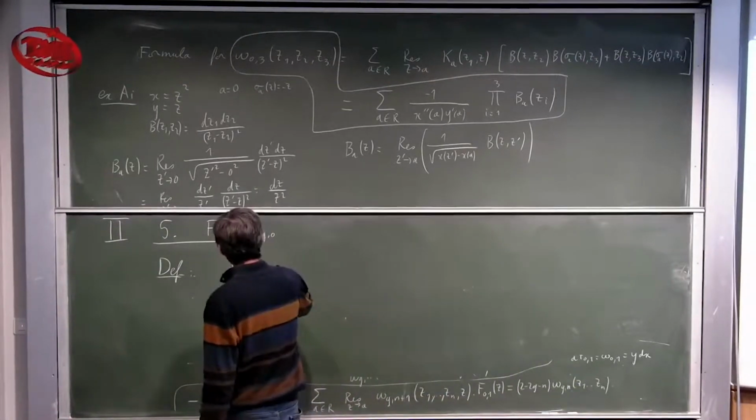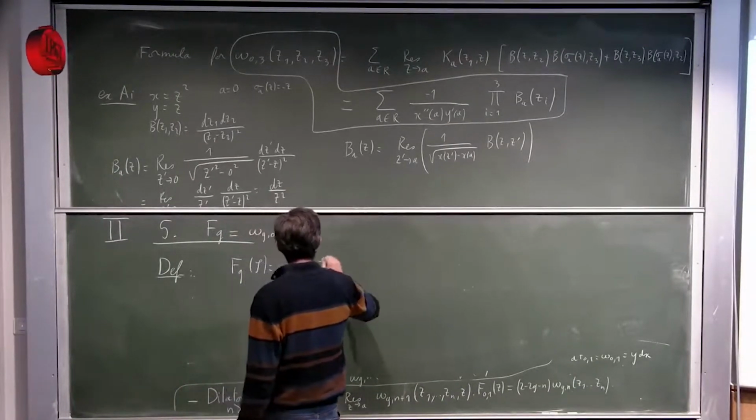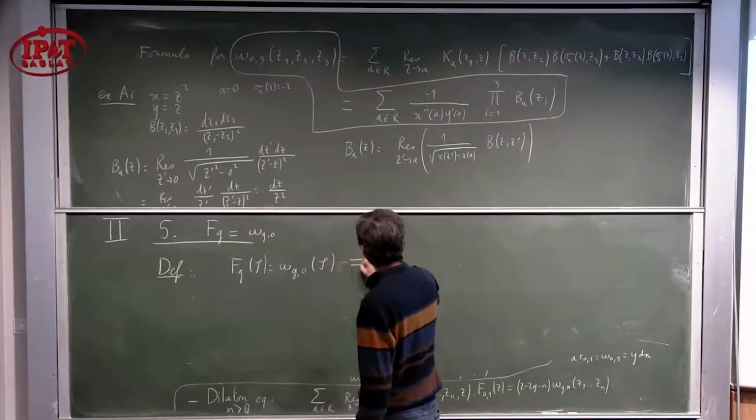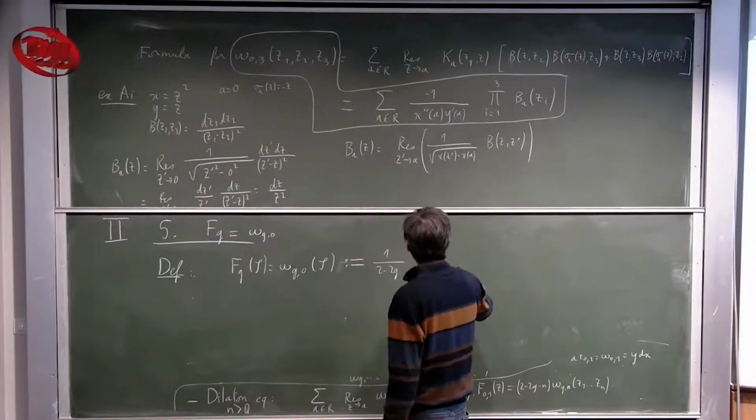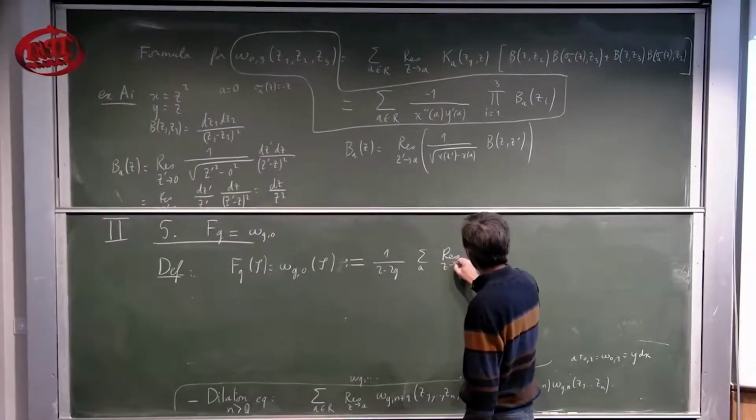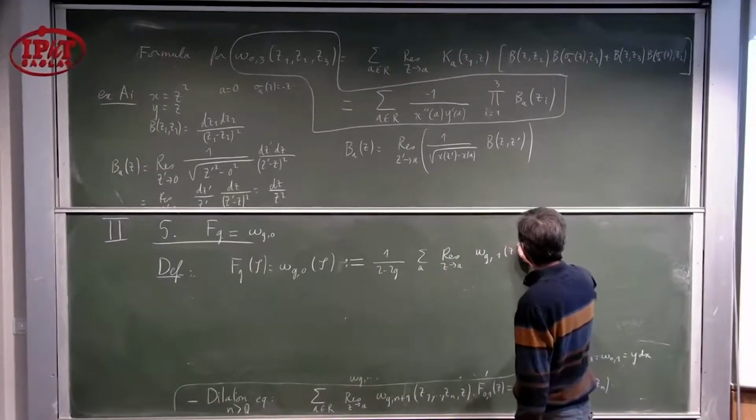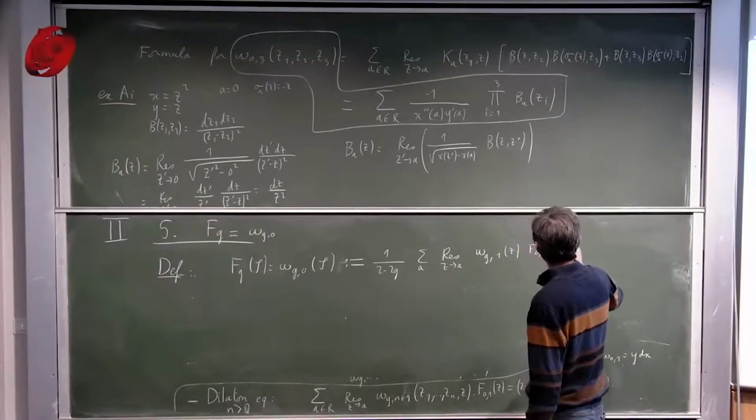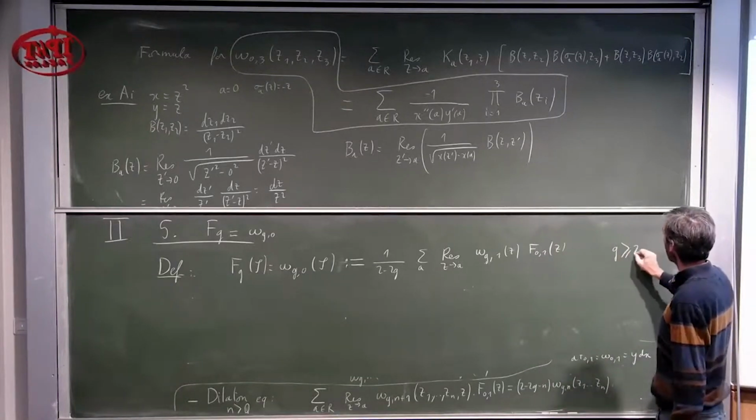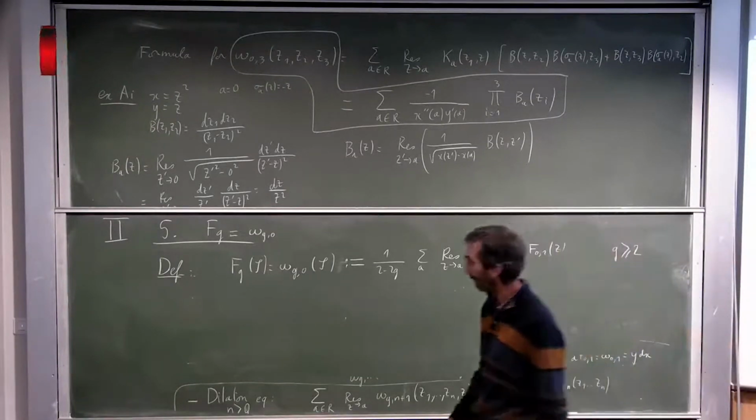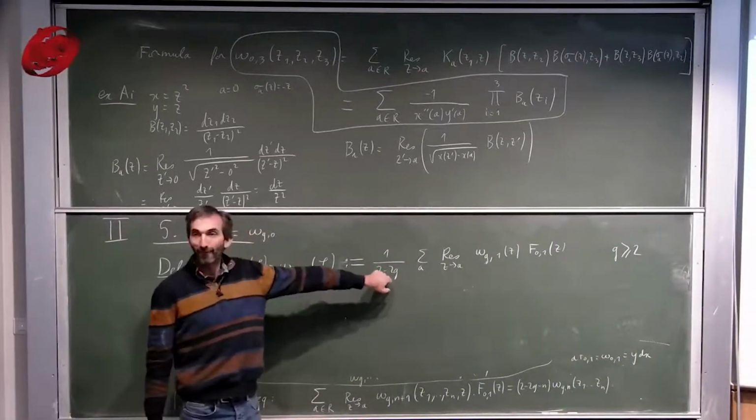Definition: FG of the spectral curve, which is the same thing as the omega G0 of the spectral curve, will be defined as 1 over 2 minus 2G, sum over A, residue Z goes to A of omega G1 of Z times F01 of Z. This is valid only for G larger than 2. This is defined only for G larger than 2 because of this 2 minus 2G. You cannot take G equals 1, of course.